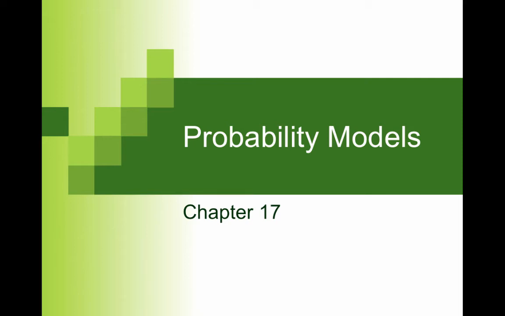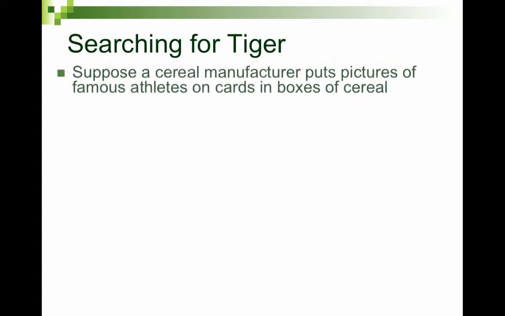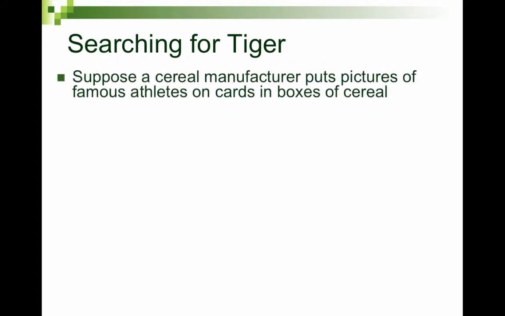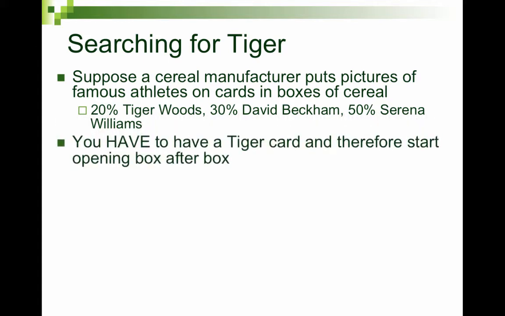We're starting chapter 17, which is about probability models. We're going to start with some context here. Searching for Tiger. If you remember a while back, we had an example that used a cereal manufacturer who puts pictures of famous athletes on cards in boxes of cereal. 20% of those are of Tiger Woods, 30% are David Beckham, and 50% are Serena Williams. You just have to have a Tiger card and therefore start opening box after box.